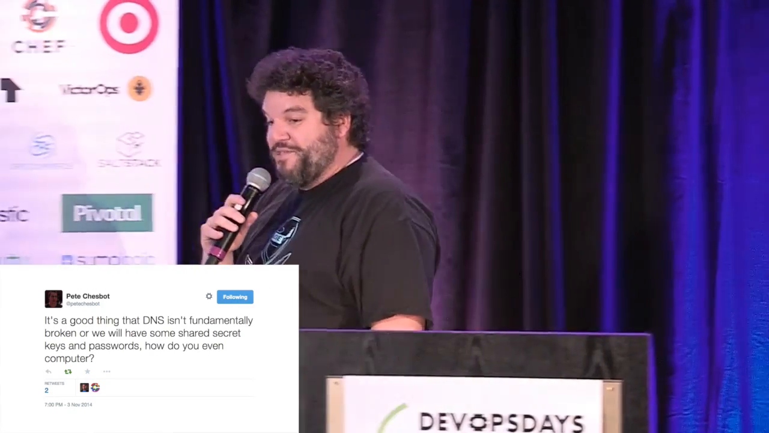Generating PGP subkeys and detaching from the Commonwealth. So this is kind of, I guess, what you do when you don't like the way the election is going, or maybe you don't like the way the open source movement is going, and you're just going to go hide somewhere, but you need to be secure while you're doing it. This is also funny because Pete used to work for Dyn, which is a DNS provider, so it's a good thing that DNS isn't fundamentally broken, or we'll have some shared secret keys and passwords. How do you even computer?